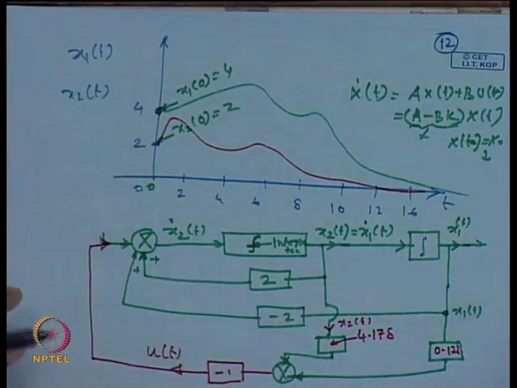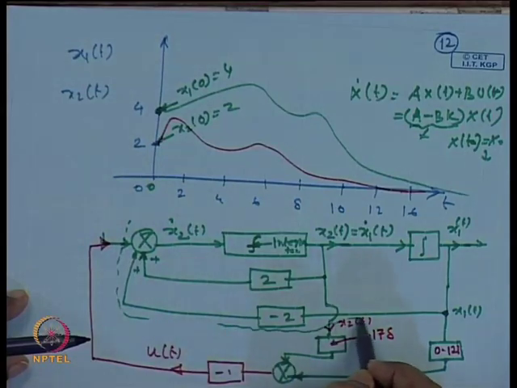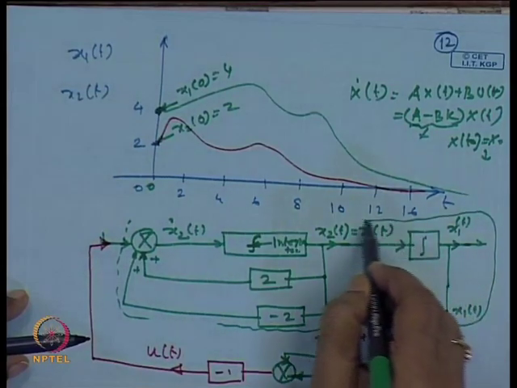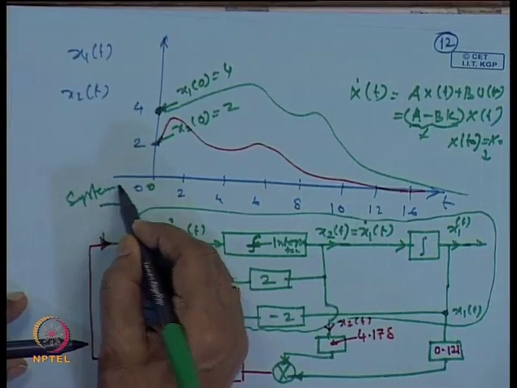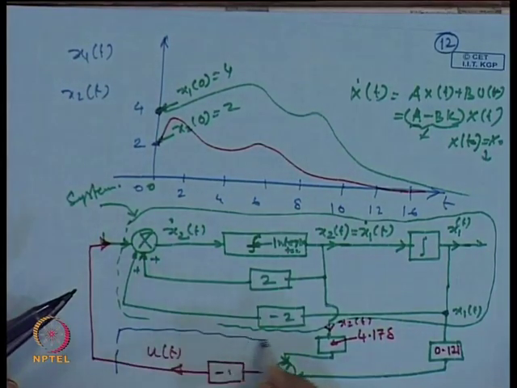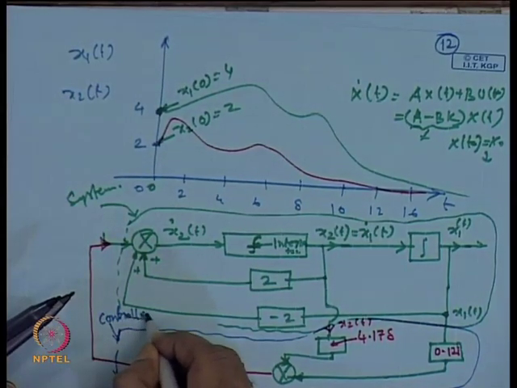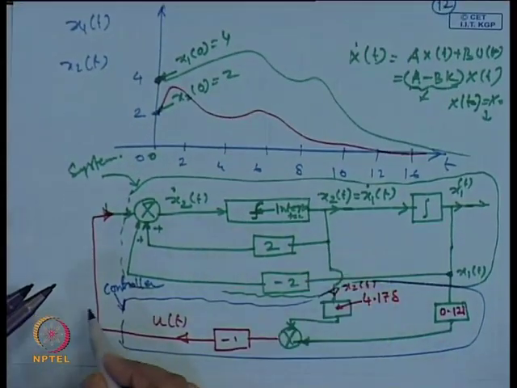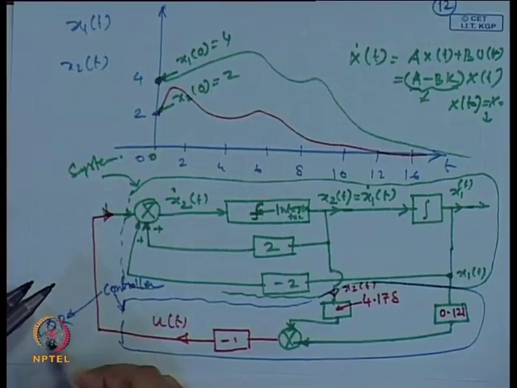So, if you see this portion from here to here, this is our plant or system, and our controller is that part. This is the controller, and what type of controller is this? That controller is the LQR controller.